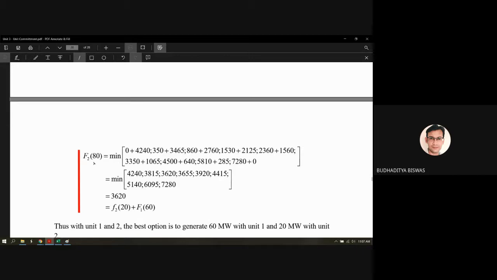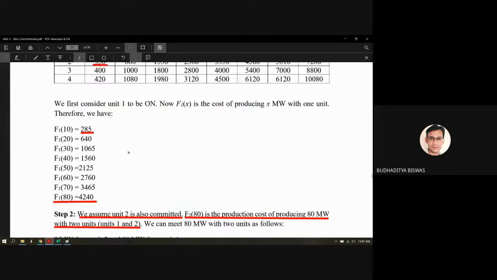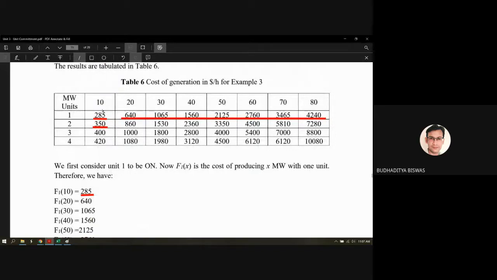F2(80). F2(80) means the cost of production to produce 80 megawatt using unit 1 and 2. So first, how to generate 80 megawatt using 1 and 2. Just look at the table. The generation is varying from 10 to 80 for all the units. That means unit 1 can generate 10 megawatt to 80 megawatt in steps of 10. Similarly, unit 2 also can generate 10 megawatt to 80 megawatt in steps of 10.